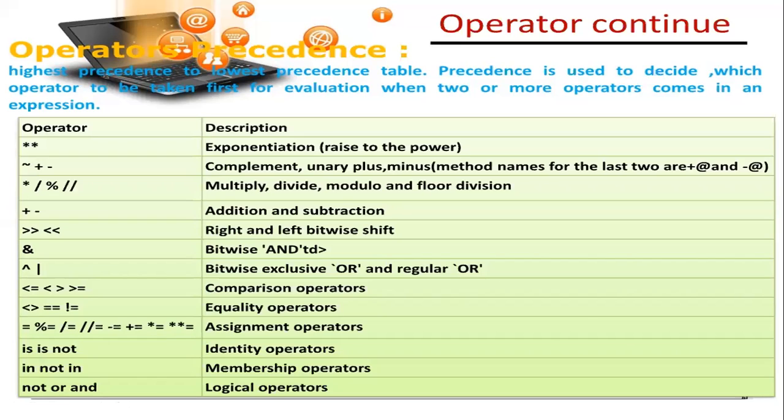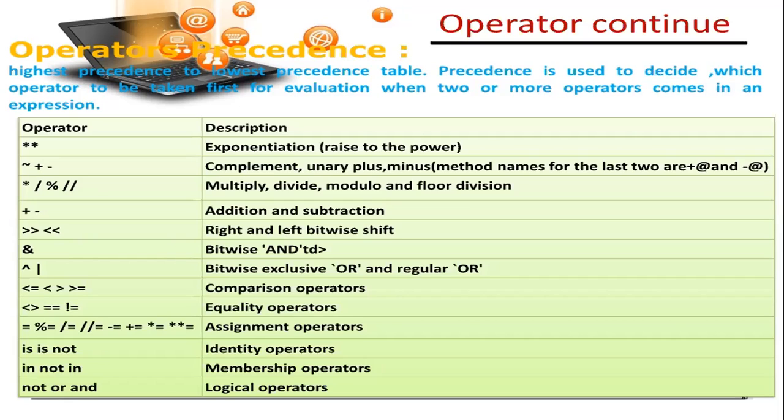Okay. Next comes comparison operators. We have done these. Then are equality operators, assignment operators. Okay, you can completely forget the second one also, that is complement, unary plus and minus. No need. Assignment operators are here. Okay, plus equals, minus equals come here. Okay, then are identity operators, membership operators, and logical operators.